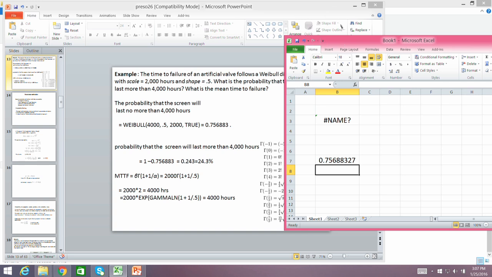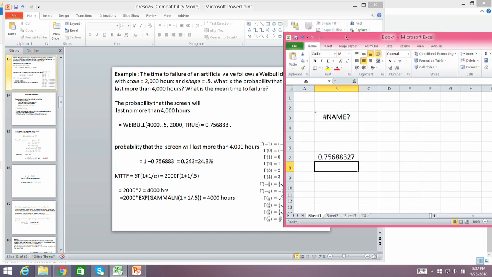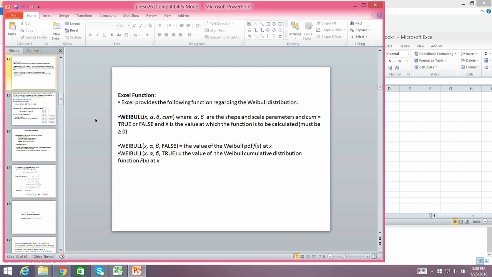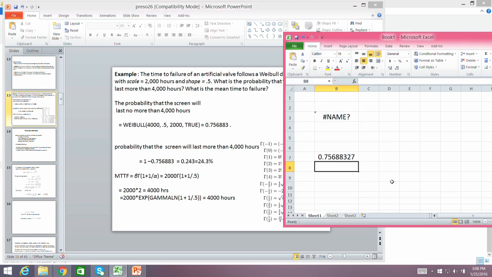So, the probability of failure for less than 4000 hours is given by this, because if you look at the Weibull, it gives you the cumulative distribution. We want to know the lasting, which means we have to do 1 minus this. So, 1 minus this will give you 0.243, which means the probability that these artificial valves will last at least 4000 hours is 0.243.